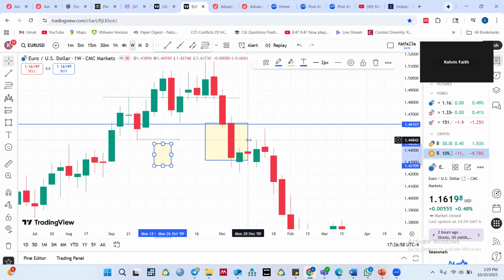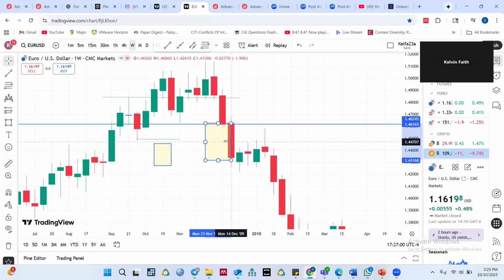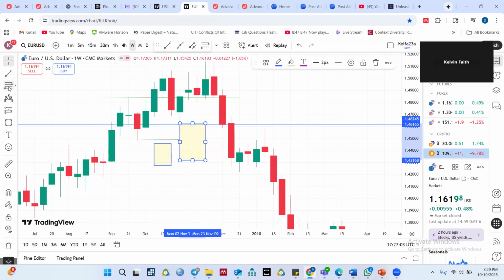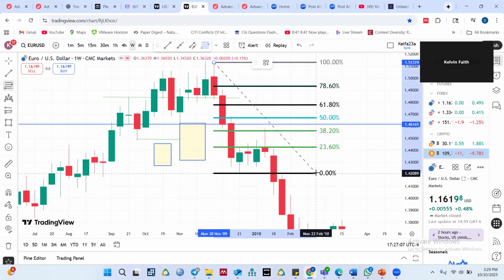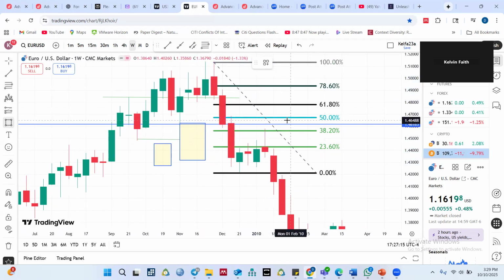When you see this, what do you wait for? You only wait for a retest, and use the fib to measure. It came back to 38, 50%. So as long as it stays below the blue line, sells.